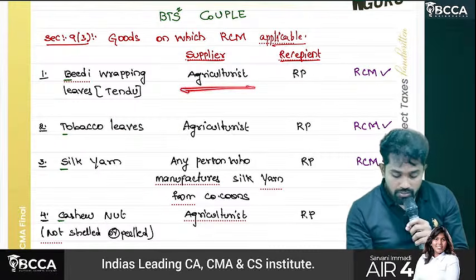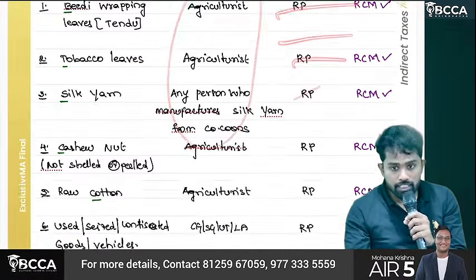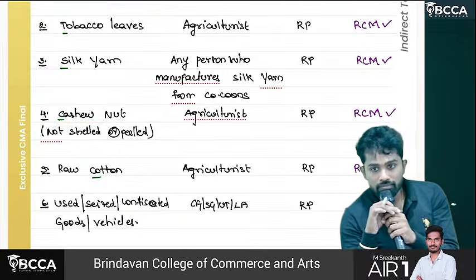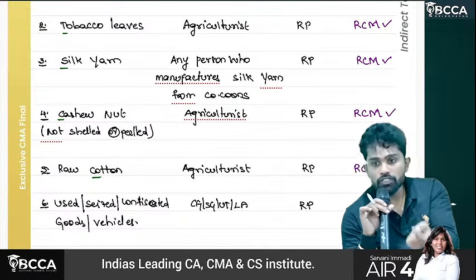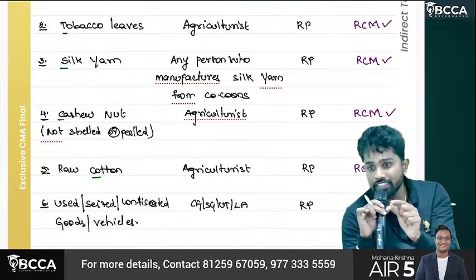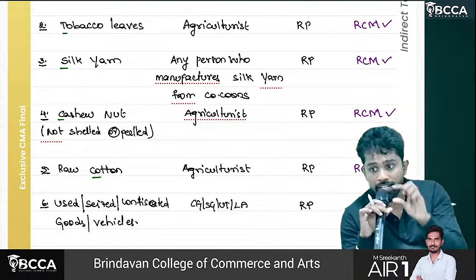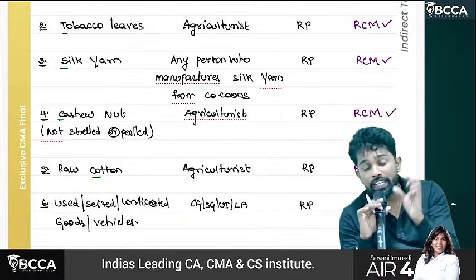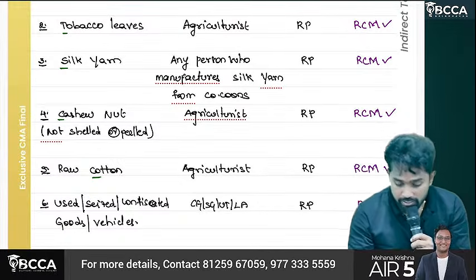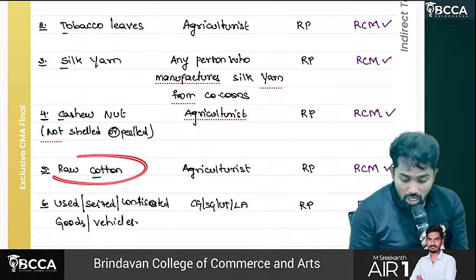BD leaves, tobacco leaves, silk yarn, sold by whom? Agriculturist to registered person. Then cashew nut, cashew nut which is not shelled or peeled. Sir, when we buy cashew nuts, we get the inside nut. But when it comes from the tree, it has an outer layer also. So cashew nut without breaking the outer shell, if sold by agriculturist to registered person, is covered under RCM. Then raw cotton.